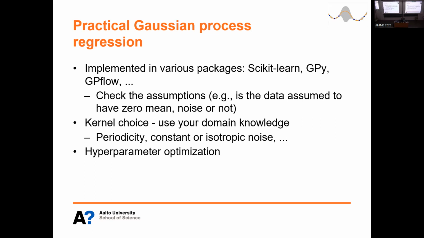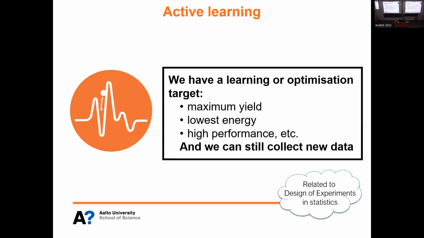Yes, and we already spoke about kernel choice. That's where you are using your own domain knowledge of the problem. I would also like to point out that for these Gaussian process regression problems, you have hyperparameters, and you should optimize them. Sometimes that is integrated quite nicely into the model in the code implementations, and sometimes it's not so well integrated.